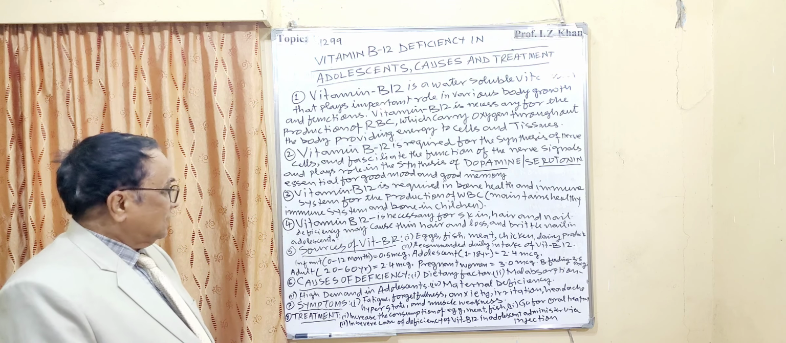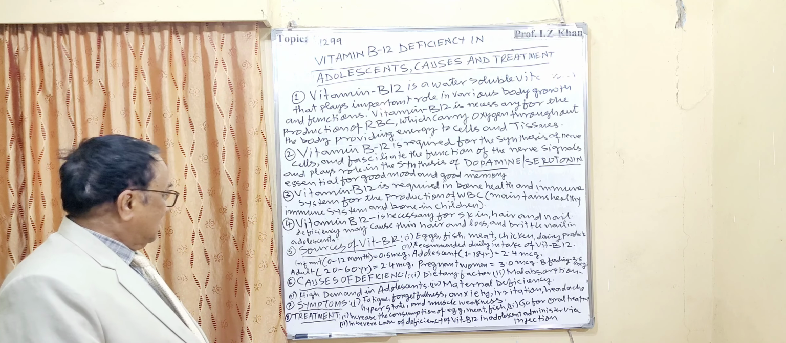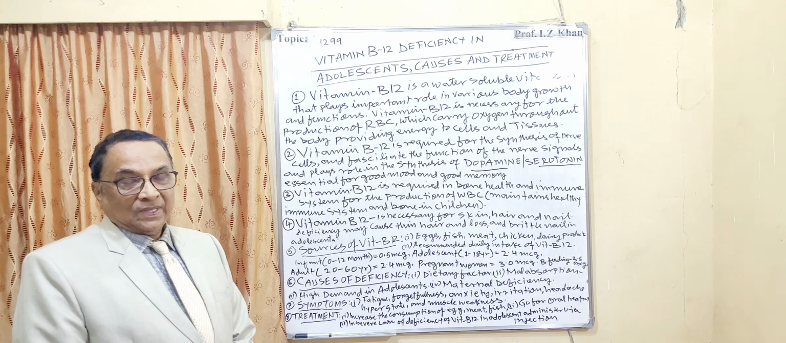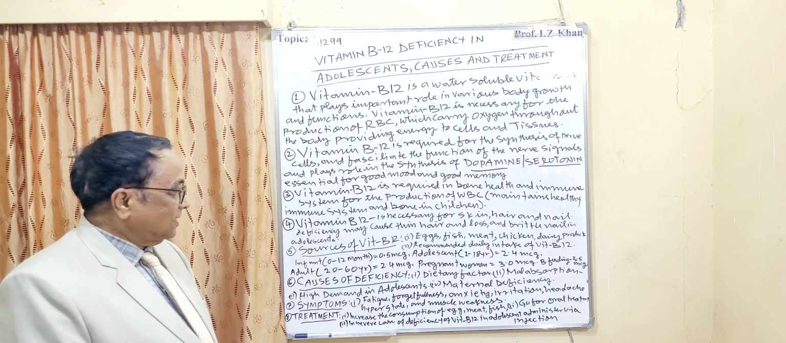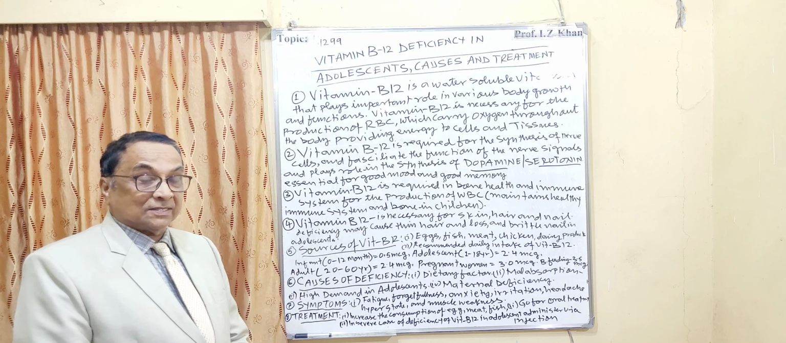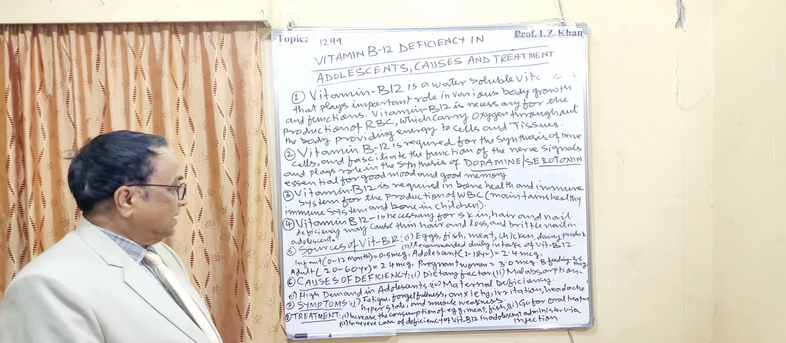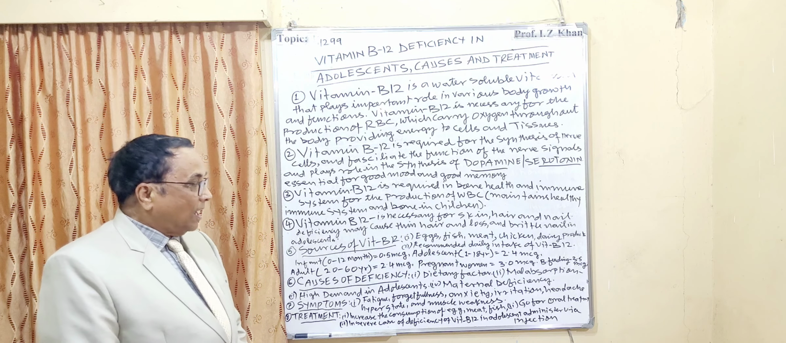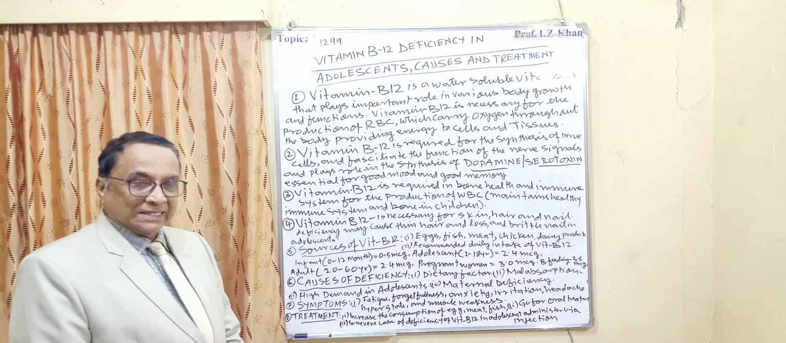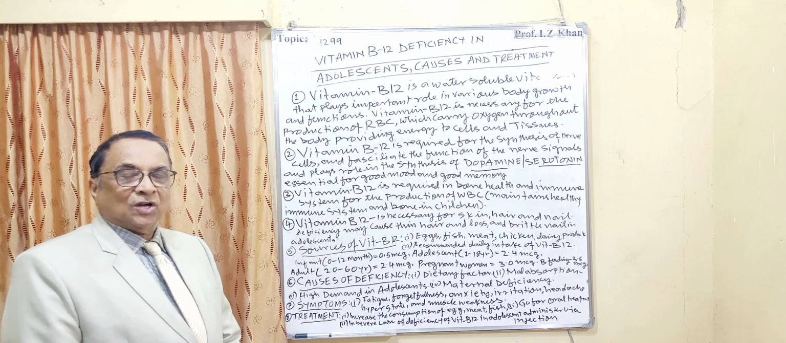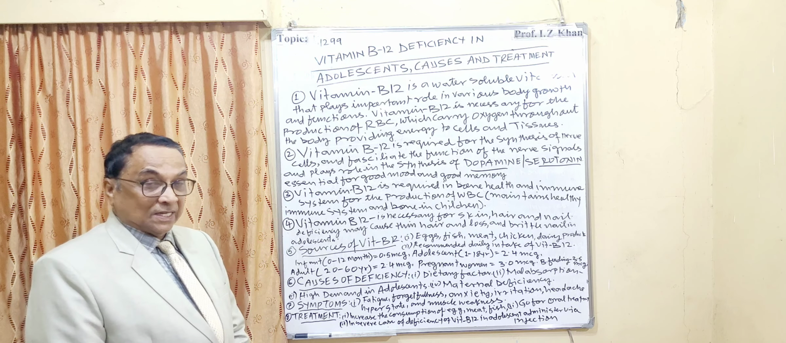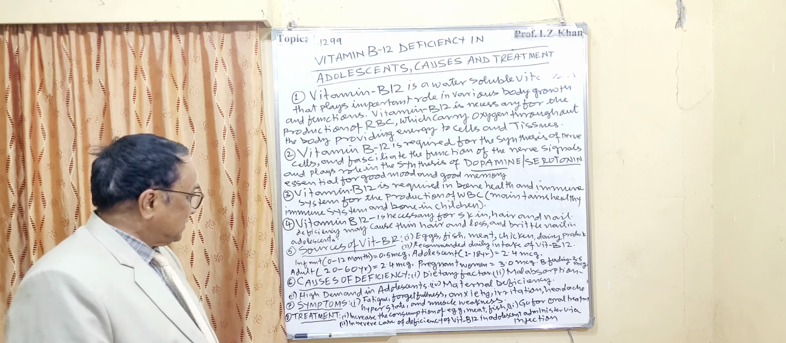Then number 6, causes of deficiency in adolescents. Number one, dietary factor. I have already discussed the dietary factor, that if you are not taking such animal products, there is a high risk of being deficient. Number two, malabsorption. Some children who have a digestive problem, celiac disease, or acidic condition where proper absorption of B12 is not there, they may get deficiency.